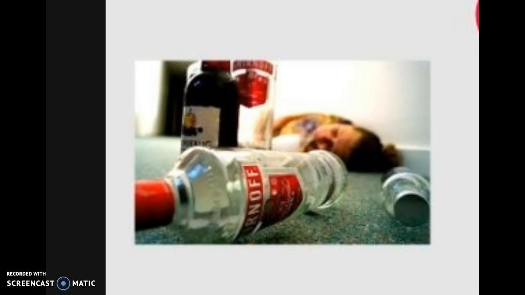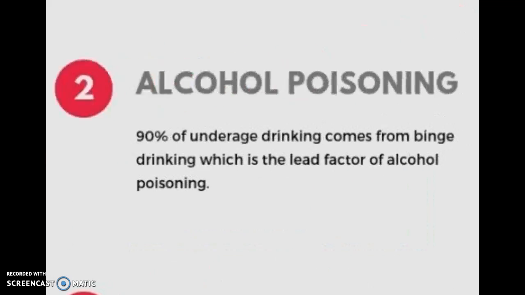Below the first image there is another picture of a young girl who has fainted and there are 4 alcohol bottles in front of her. The text next to this picture reads number 2, alcohol poisoning. 90% of underage drinking comes from binge drinking, which is the lead factor of alcohol poisoning.